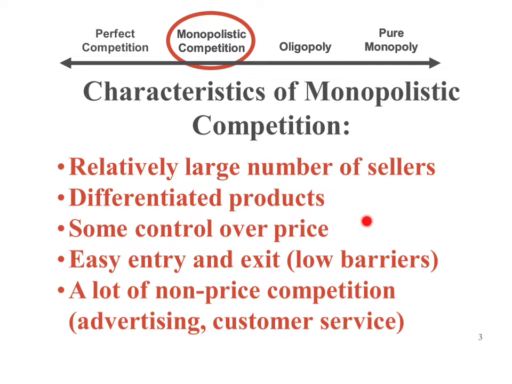Some control over price. So like monopoly, monopolistic competitors actually do have price making capacity. Like perfect competition, they actually have easy entry and exit. So unlike monopoly, where there are barriers to entry, in monopolistic competition firms can easily come into the market. And most significantly, we have a lot of non-price competition.